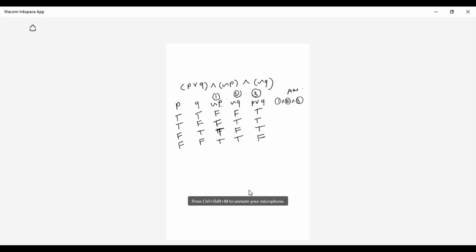For the conditional operator, you get a false value only for true, false; otherwise it would be true. For the biconditional operator, for similar truth values you get true, and for different truth values you get false. You have to remember it this way, otherwise there will be confusion, and if a single row is incorrect, your final answer will be incorrect. So practice and remember the truth value for each operator, and solve accordingly.